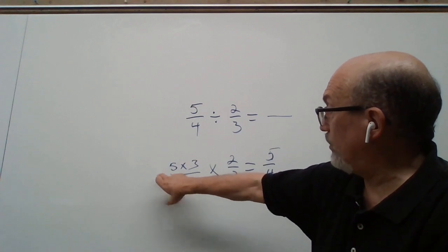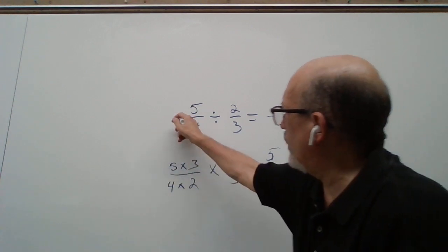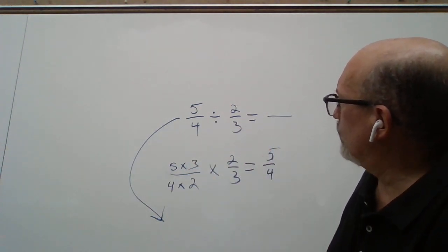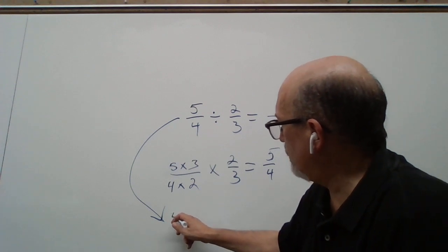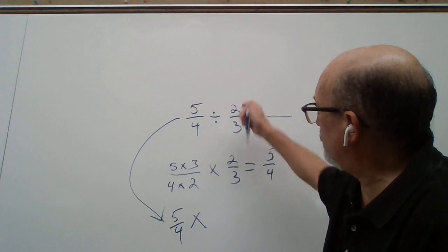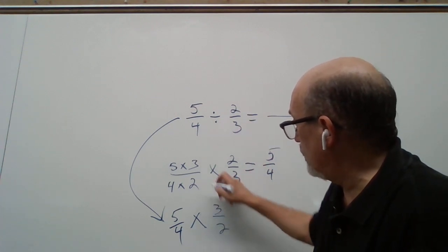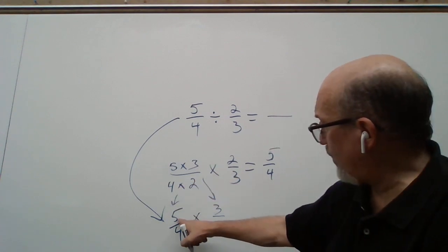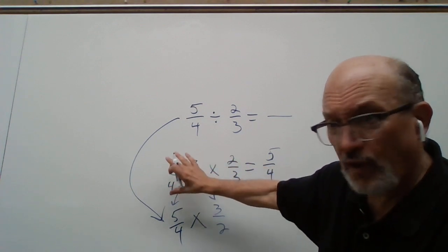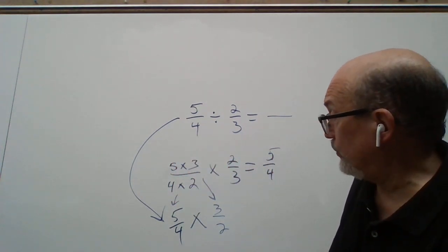Let me show you the keep, change, flip. Let me keep this here this time. Last time I shouldn't have erased it. Let me keep that there. And now watch what happens when we apply keep, change, flip. Keep the 5/4, change the division to a multiplication, and flip the 2/3 into 3/2. Now, look at that. 5/4 times 3/2 gives you this fraction, which is what we needed to be able to multiply the 2/3 by to get the 5/4. There it is.